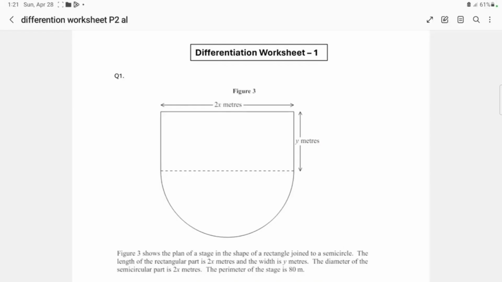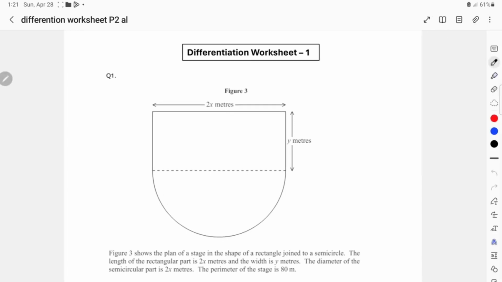Everyone, in this video we are going to solve the differentiation worksheets. These are from Pure Mathematics 2 from A levels. Okay, this is P2 of A levels. So we'll start. I think in your book this is chapter 8.